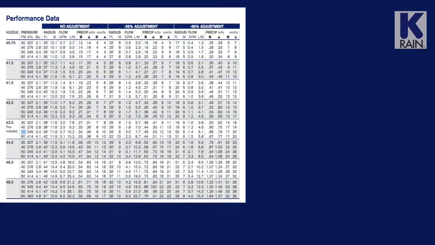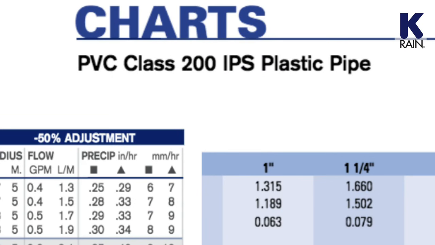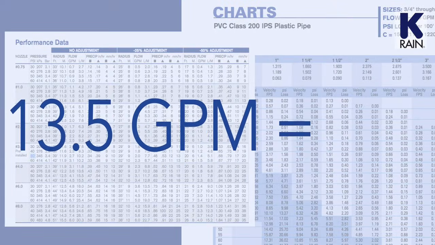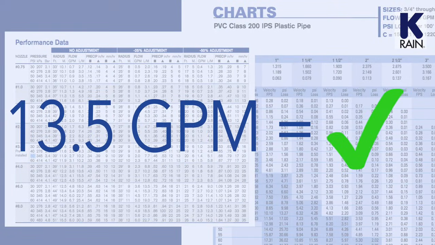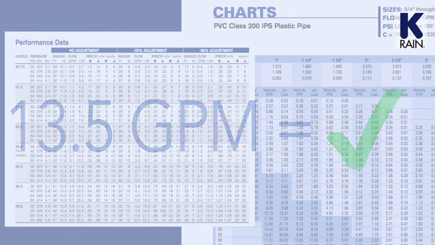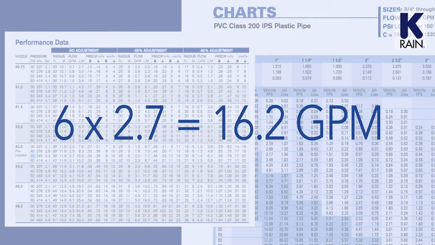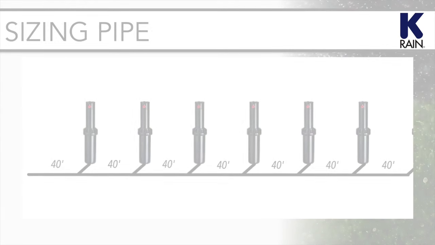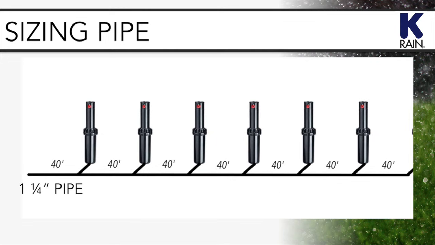This means if you're using 1-inch class 200 pipe, you'll have 5 rotors with number 3.0 nozzles at 50 psi using 2.7 gallons per minute each. That's 13.5 gallons per minute and within the acceptable flow range of the pipe. But 6 sprinkler heads would be too many. That would be a total of 16.2 gallons per minute, which would create a velocity of over 5 feet per second. In this case, use 1 1/4 inch pipe for the first sprinkler head.